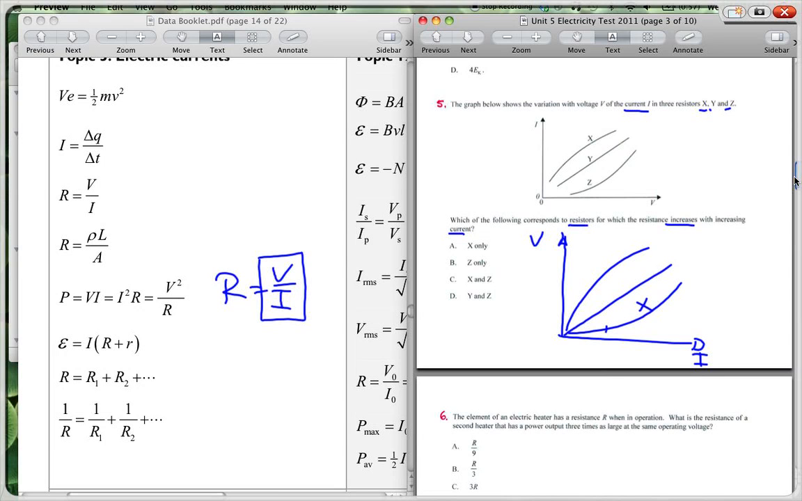If I took this amount over there and I did my V against I, let's say this was 1 and this was 1, you would get a resistance of 1. If I went over there, say that is 2, 3, I think you can see that this amount here has increased more than just 3 times. And so your resistance there, R is equal to V over I, would have actually increased. And so you're getting an increasing resistance for X. So A would be correct there.